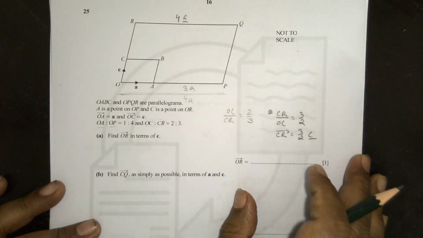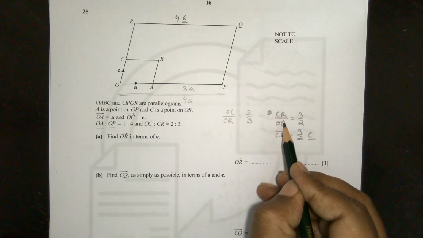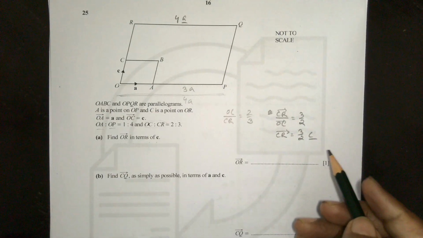Okay. Because OC is C. You understood? I did understand. You did not? I did understand. Okay.